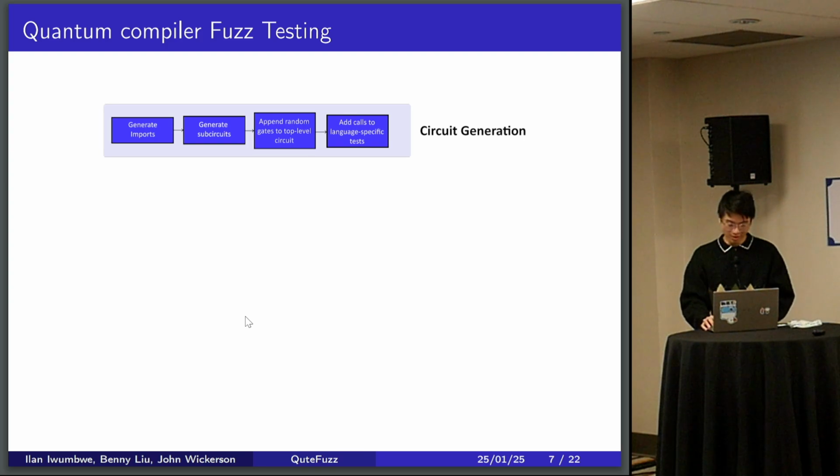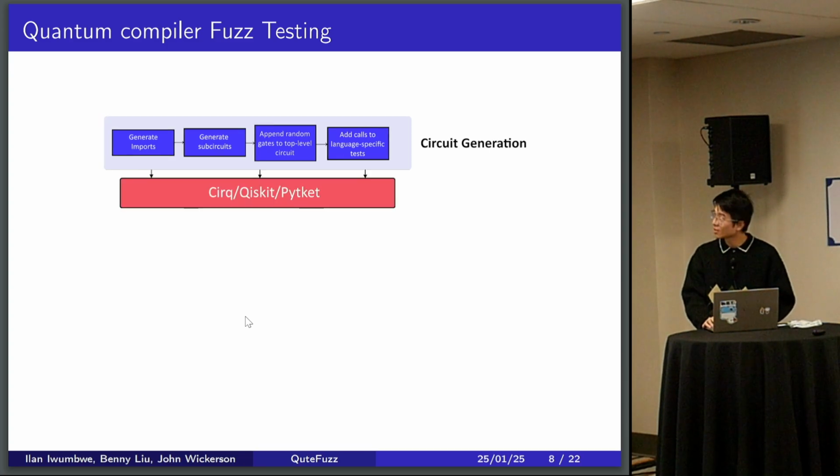Now that we know what the quantum compiler is and why we need to test it, I'll tell you more about what QuteFuzz is and what it does. For quantum compiler fuzzing, and fuzzing in general, you need random inputs. Over here, we can see that we have a generation loop. We follow these 4 steps, basically.